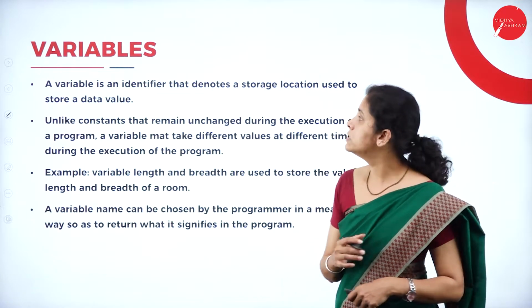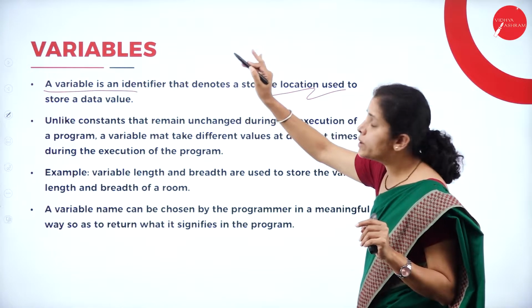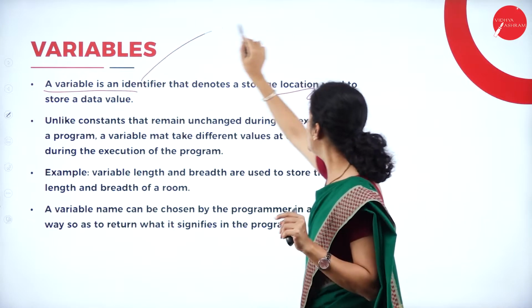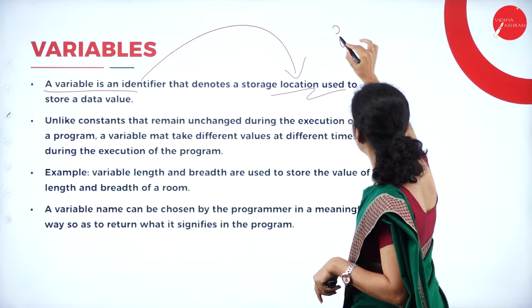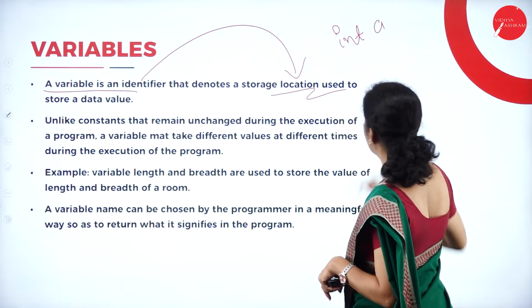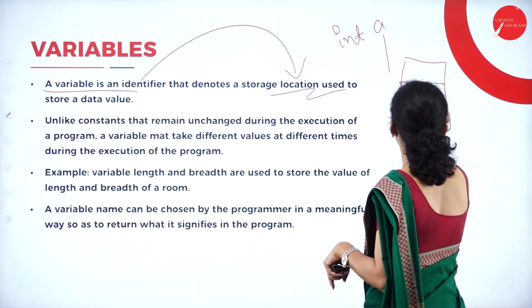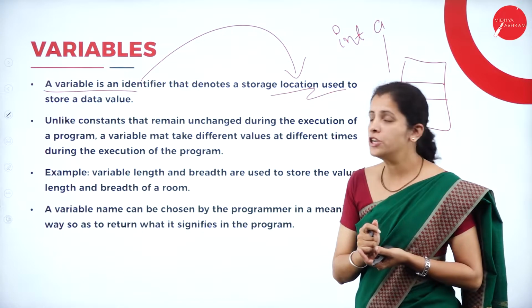Now let me discuss what is variable. Variables are an identifier and it always denotes the storage location. For example, if I write int a, now this a points to the storage location or the address of the storage location.